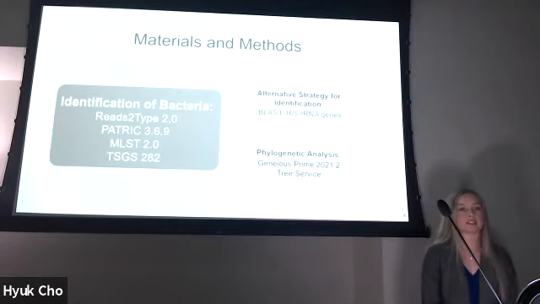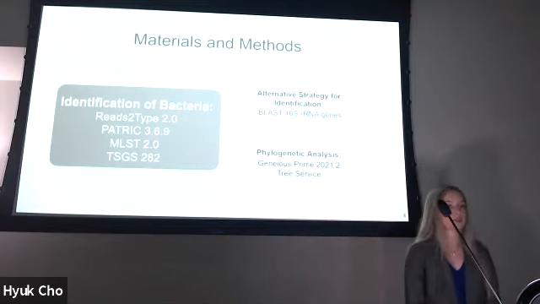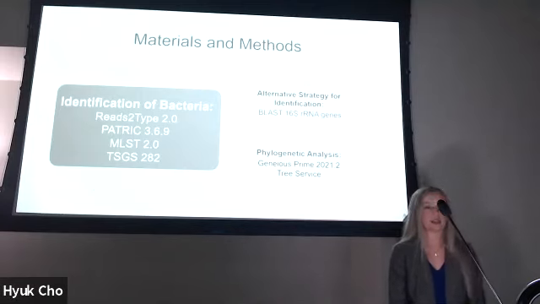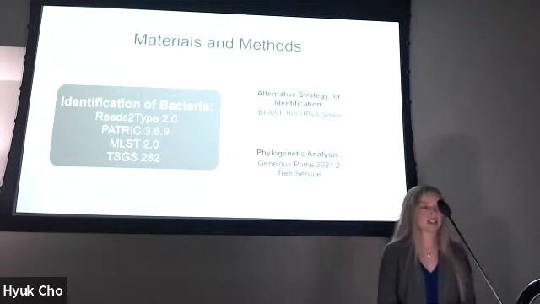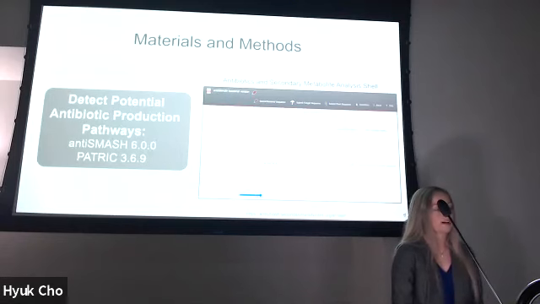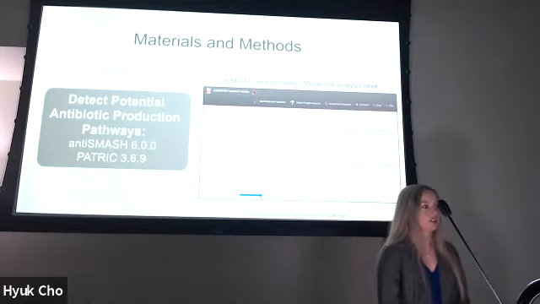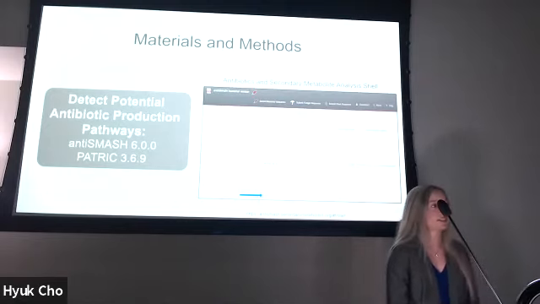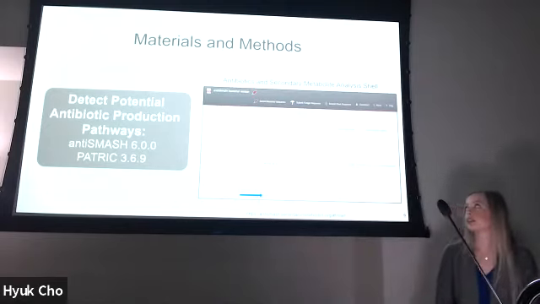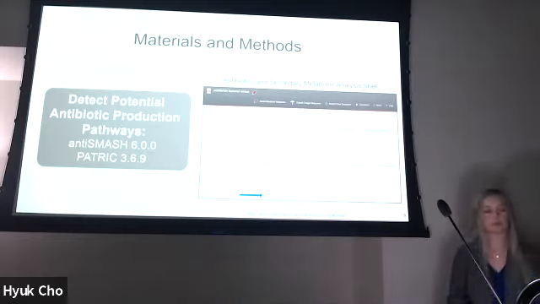Following the assembly and annotation process, it is important to classify the bacterium. I did so by utilizing a variety of different programs that serve different purposes. Additionally, I included an alternative strategy of identification in the instance that the following programs produce contradicting results. Lastly, it is important to detect the potential antibiotic pathway productions and the gene clusters associated with antibiotic production. I did so by utilizing the two programs, antiSMASH and PATRIC. On this screen here, you can see another example of the interface offered on the antiSMASH webpage.